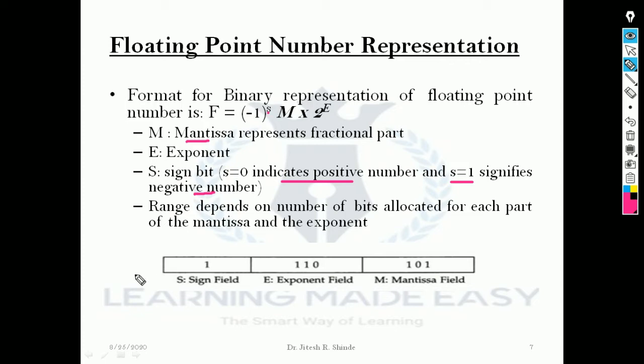Example in floating point number scheme. Here the sign field is 1, which indicates the number is negative. The exponent field is 110. This indicates that the number of bits allocated for the exponent is 3, and the number of bits allocated for the mantissa component is 3, that is 101. With the example coming in the next slide, this representation scheme will become more clear.